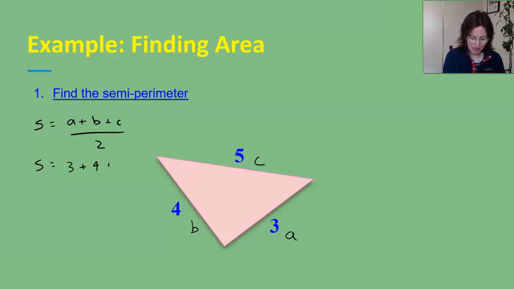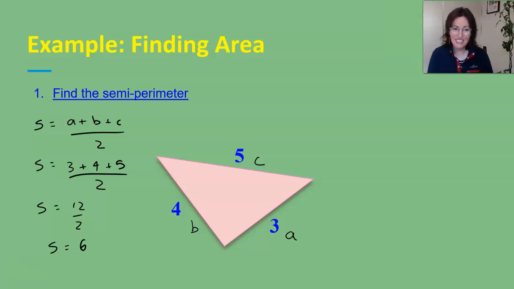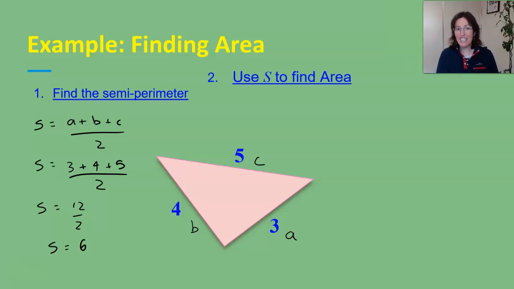3 plus 4 plus 5 all divided by 2. What's that? 3 plus 4 is 7. 7 plus 5 is 12. 12 divided by 2. So our semi-perimeter is 6. And now we're going to use that 6 in the next step, finding the area.